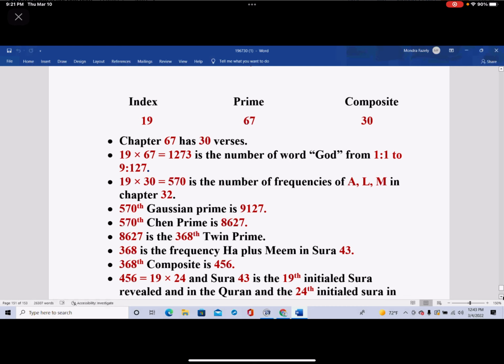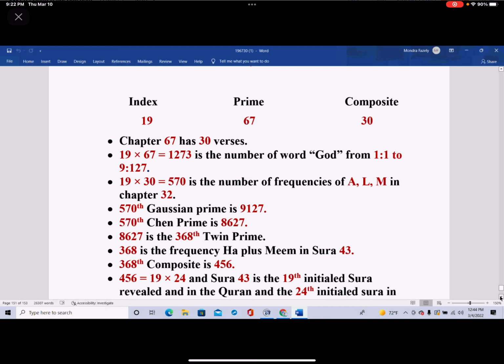Okay. 570th Chen prime is 8627. Okay, these are new. 8627 happens to be also a twin prime, and it's the 368th twin prime. Okay? And these all can be verified. If we have tables, you can look at the tables. Okay. So 368 happens to be the frequency of Ha plus Mim in Surah 43. Okay, so you see how it was connected? Our 9127 is actually connected to the initials now in chapter 43.